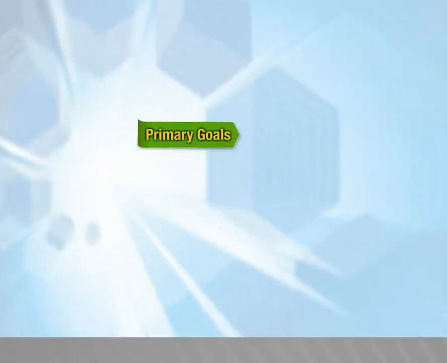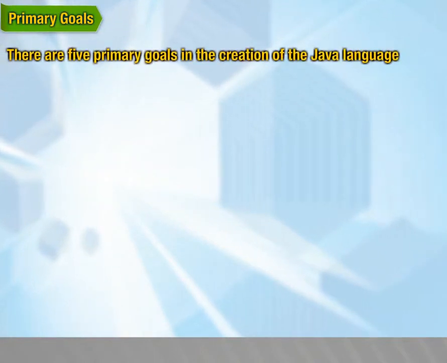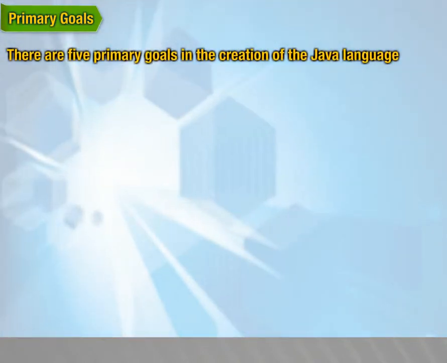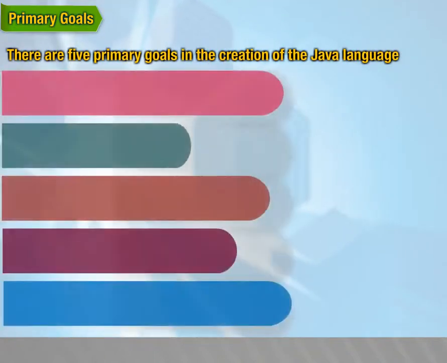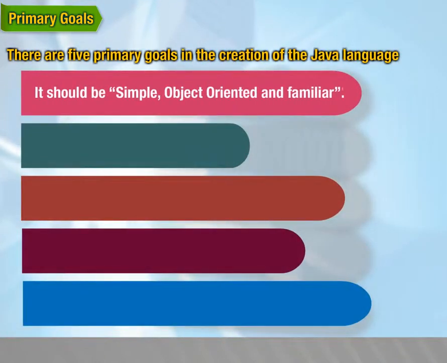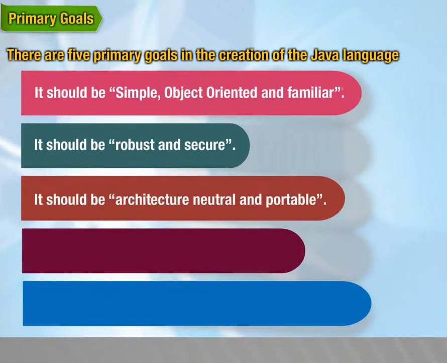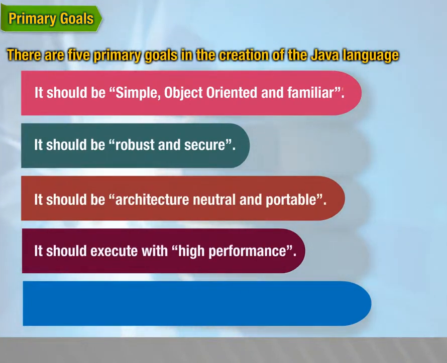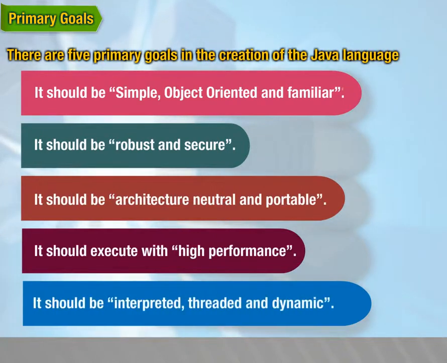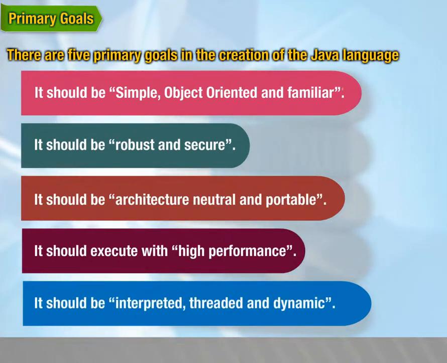Primary goals. There are five primary goals in the creation of the Java language. It should be simple, object-oriented, and familiar. It should be robust and secure. It should be architecture neutral and portable. It should execute with high performance. It should be interpreted, threaded, and dynamic.